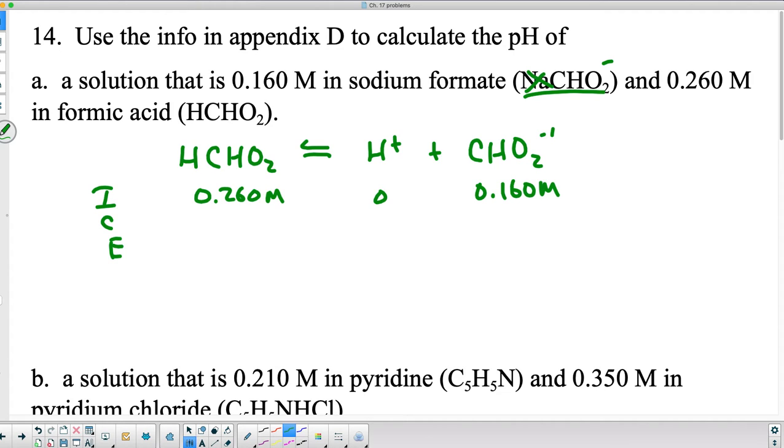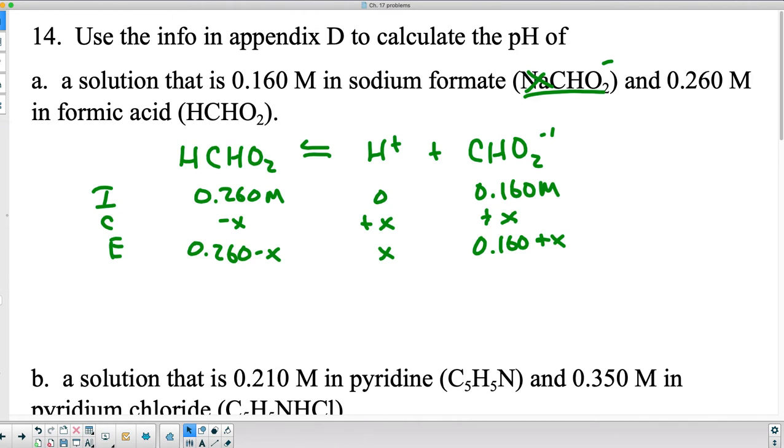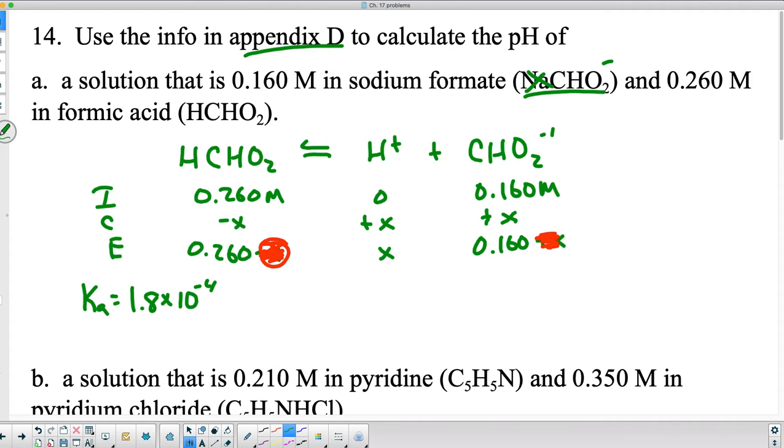So the change is going to be a minus on this side, a plus on this side, and a plus on this side. I get the equilibrium, obviously. Now here's the part that I love. I don't need to worry about that, and I don't need to worry about that, because X is going to be so small that it's not going to make a difference. That means for my Ka, where it says use Appendix D, Ka is 1.8 times 10 to the negative 4.